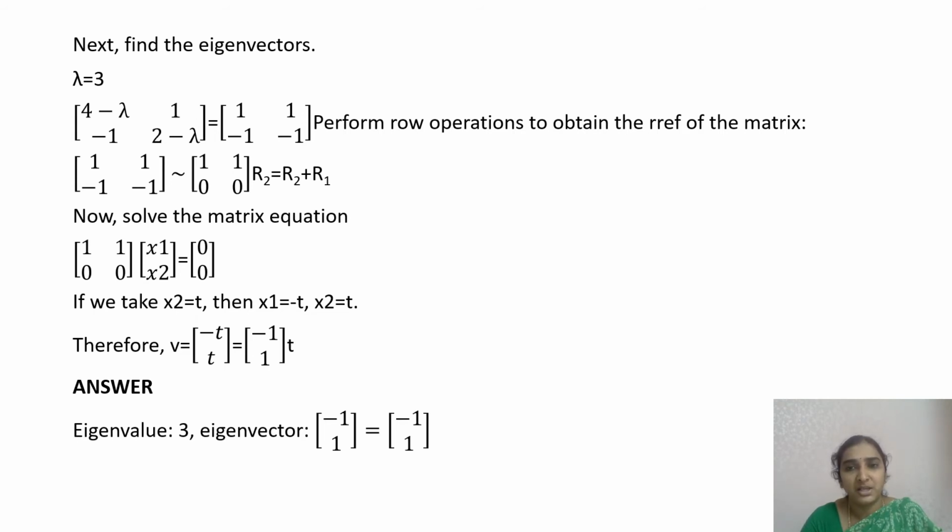Perform row operations to obtain the row reduced echelon form of the matrix. That would result in 1, 1, 0 and 0 by changing row 2 as row 2 plus row 1. To solve the above matrix equation, let us consider 1, 1, 0, 0 into x1, x2 is equal to 0 and 0. If we take x2 is equal to t, then x1 is equal to minus t and x2 is t. Therefore, our vector would be minus t and t. Hence, our eigenvalue is 3 and the eigenvector is minus 1 and 1.